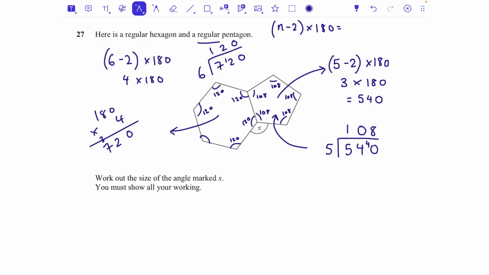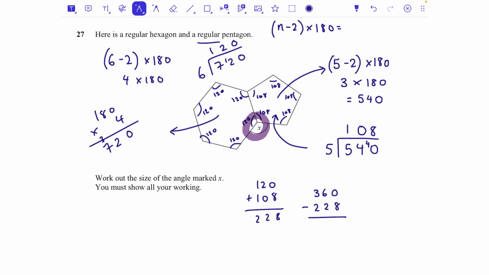Now if we come to that point where x is, I know that angles around a point all the way around here need to add up to 360. So I've got 120 and 108 so far, and that makes 228. I then want to take that away from 360. So 360 take away 228.